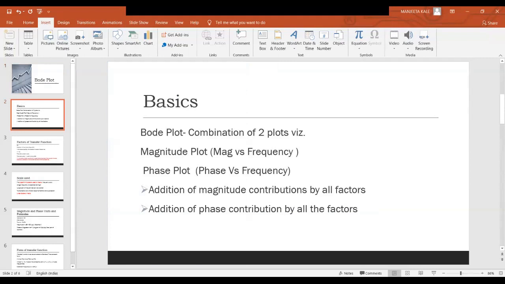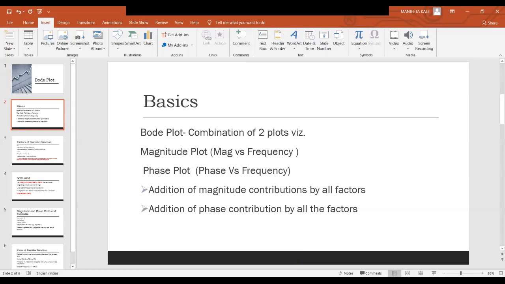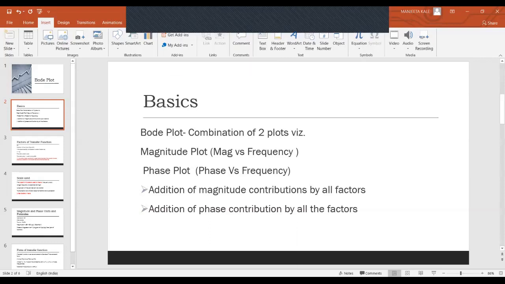So here on the screen, you can see the Bode plot, a combination of two plots. The magnitude plot will have magnitude versus frequency and the phase plot will have phase versus frequency. Now in this magnitude as well as phase plot, we have a transfer function and we have different factors of the transfer function. We'll see on the next slides. So basically the magnitude plot and phase plot are the addition of magnitude contributions by all the factors and the addition of phase contributions by all the factors. So that makes it the whole Bode plot.